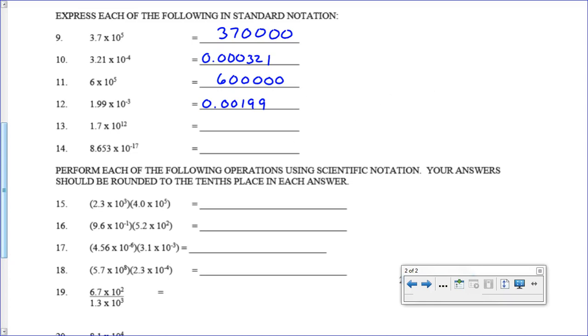Next one, 1.7 times 10 to the 12th. This is a really big number because it's got a positive exponent and that's a really big positive exponent. So we say 1.7. We want to make this into a big number, so we're jumping over 12 spots. We're going to be jumping over to the right. So 1, 2, 3, 4, 5, 6, 7, 8, 9, 10, 11, 12. All right, and it ends up there. All right. We have 11 zeros there total, so 17 and then 11 zeros.